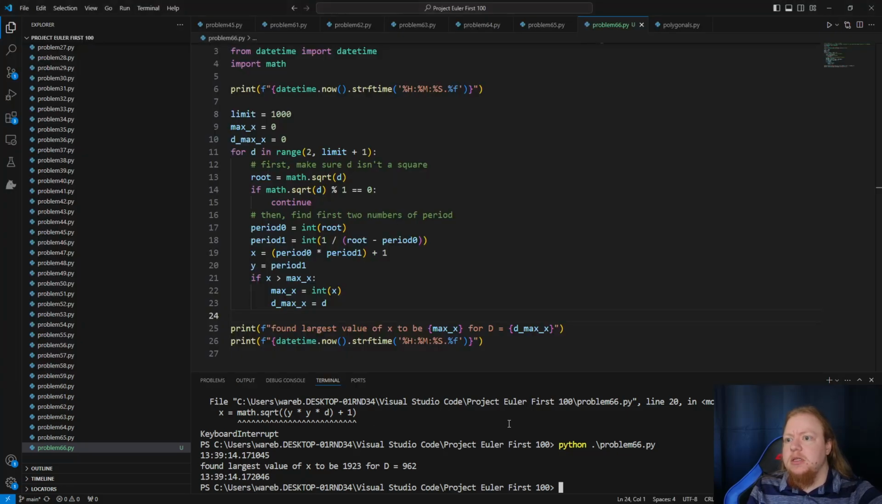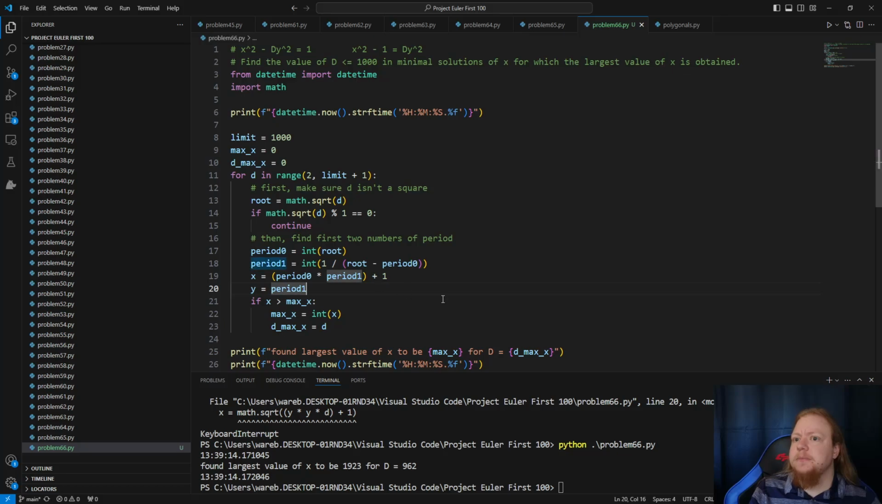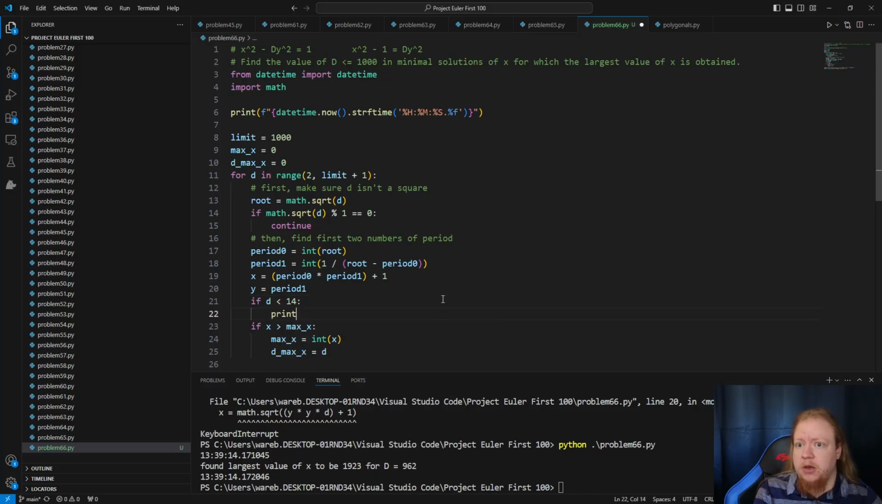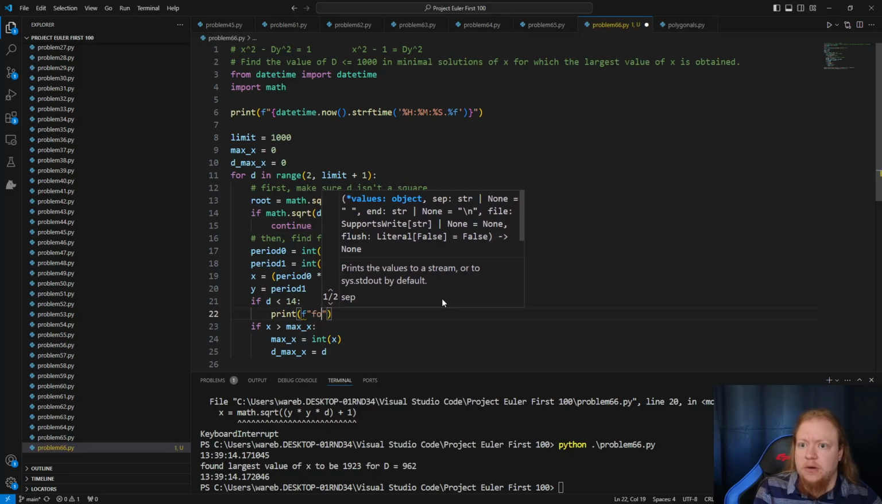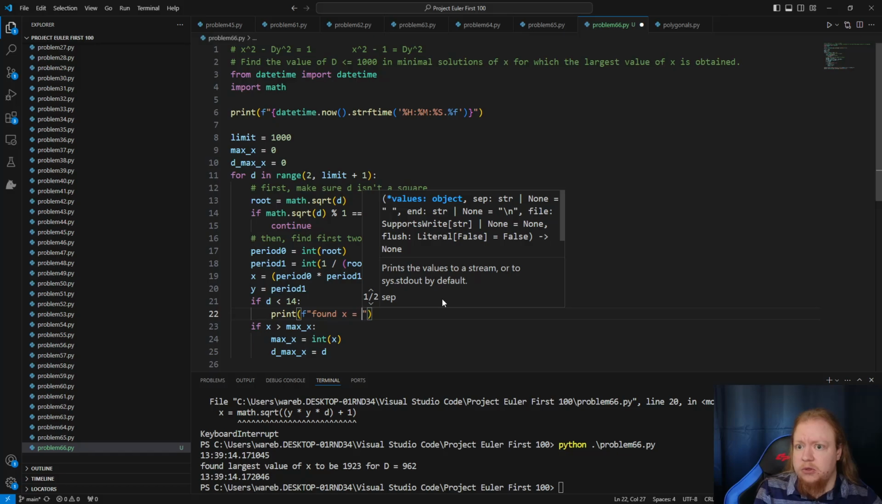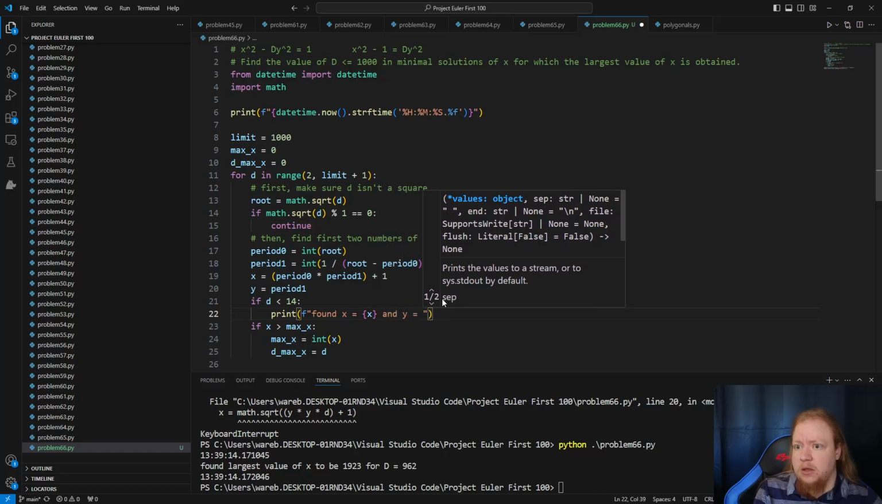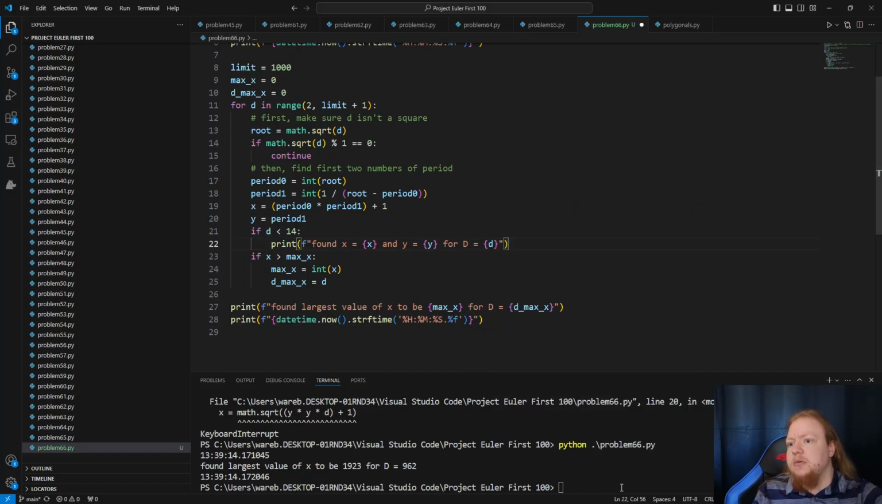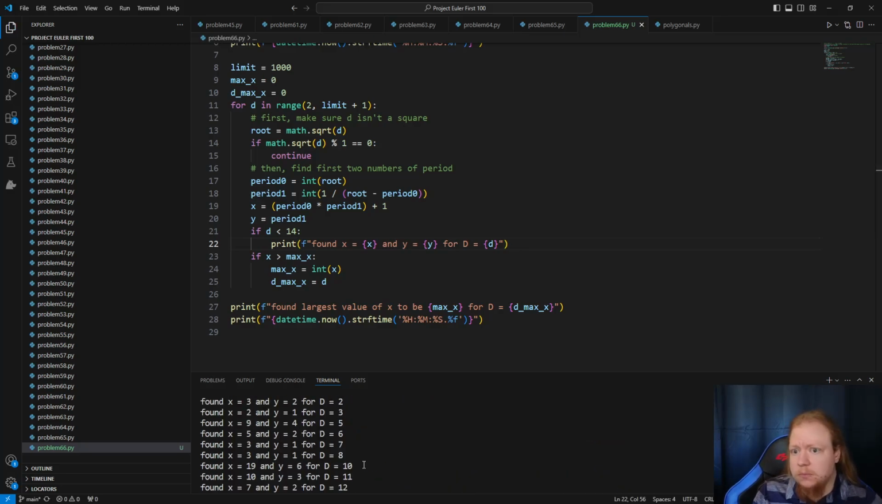Okay, let's double check our equation. Let's say if D is less than 14, we are going to print found x equal to x and y equal to y for d equal to d. Just print the first few. Okay, so x equal to 4 and y equal to 1 is obviously incorrect.